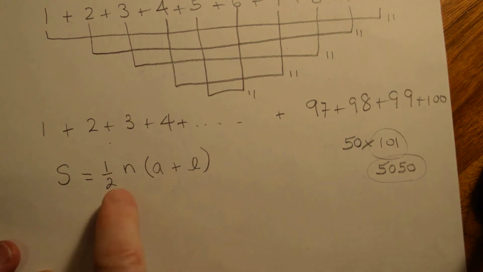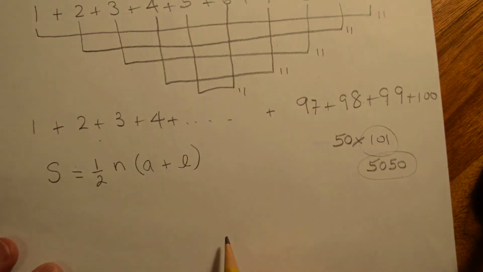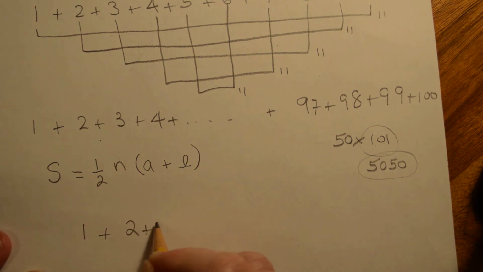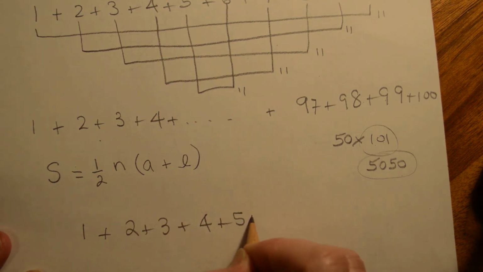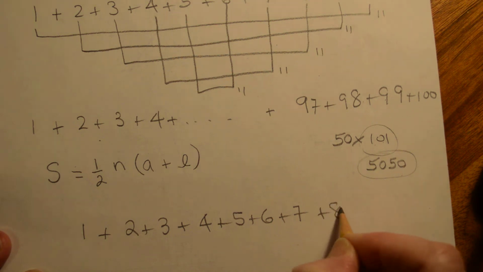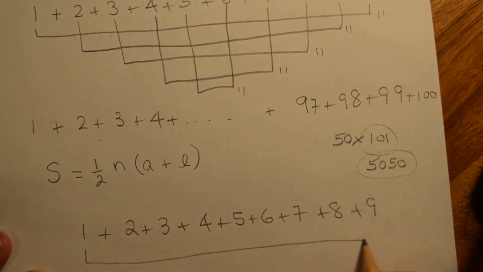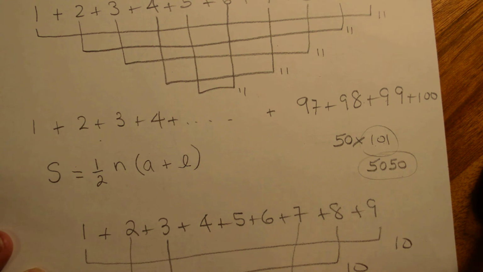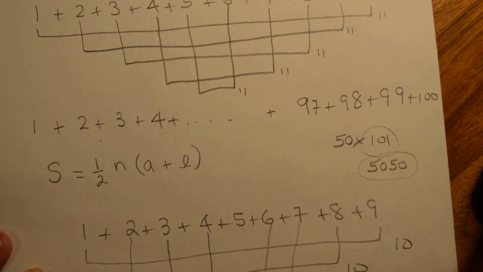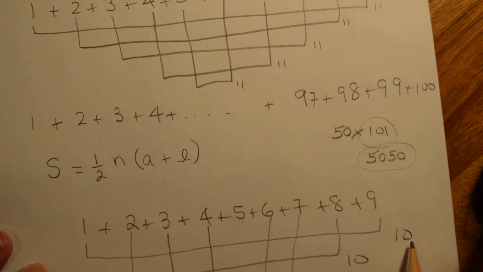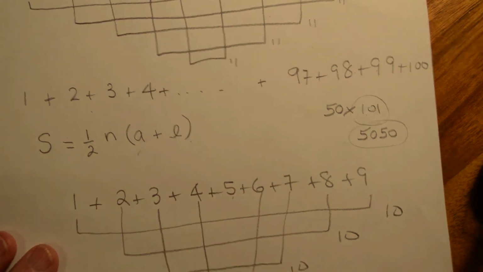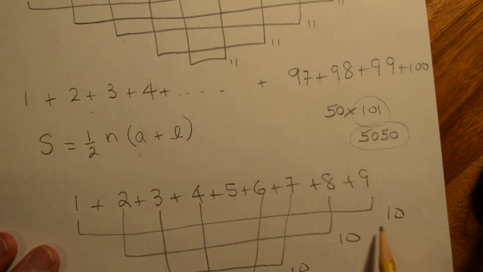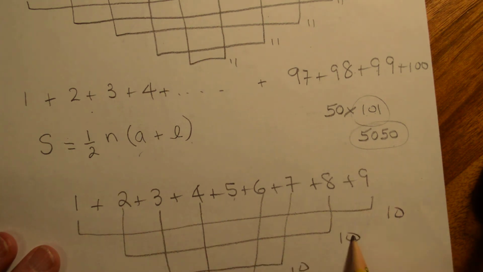The formula still works. Let's say we wanted to find the sum of the first 9 numbers. 1 plus 2 plus 3 plus 4 plus 5 plus 6 plus 7 plus 8 plus 9. We would still do this. We would get 10. We would do this and get 10. We would do this and get 10. We would do this and get 10 right here. And then this, we would just have that 5 right here. So we would end up still adding the first and last terms together. This time we have 9 numbers. We only get 4 right here.